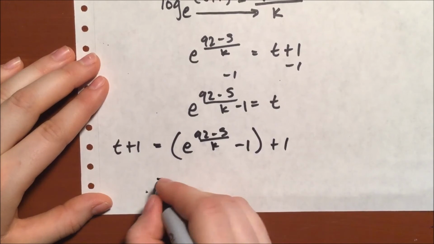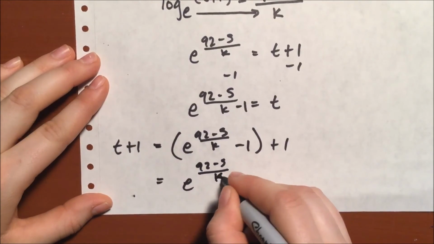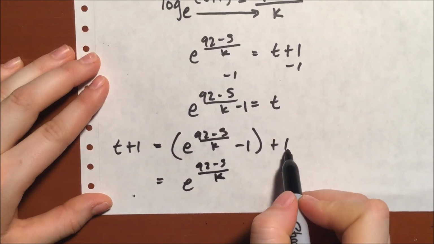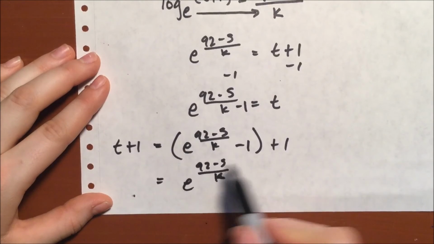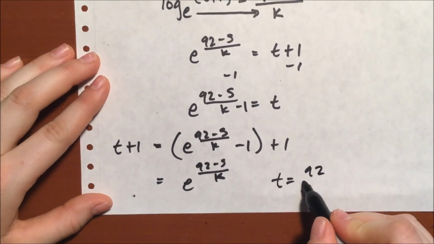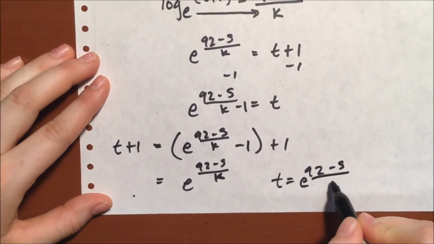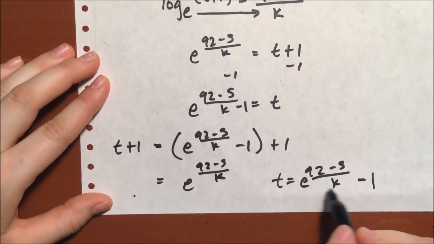So when I add this out, I get e to the 92 minus s over k, minus 1 plus 1, okay, that's gone, and this is a positive power. So t equals e to the 92 minus s over k, minus 1. And that's the exponent of e.